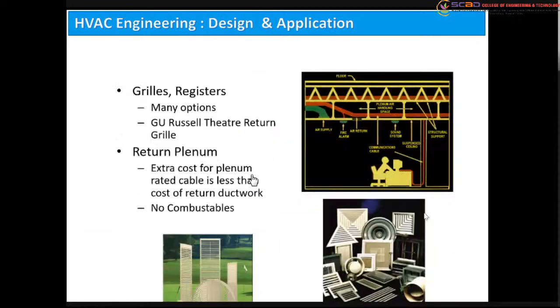In the next slide, you can see these are the registers or grills. In every ceiling you will have a grill. I think you see in shopping malls or cinema theaters this type of grills on the walls, which provide air. These are fancy items which come on the wall.